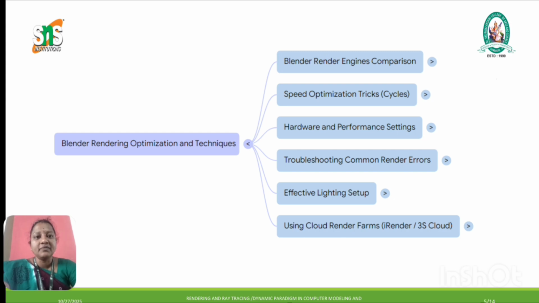This is the mind map for basic render optimization techniques. First, we have the render engine comparison. Second is Cycles, which is one type of engine. Next is hardware and performance settings. The fourth one is troubleshooting common render errors. Fifth one is effective lighting setup. Last one is using cloud render farms like render and AWS clouds.